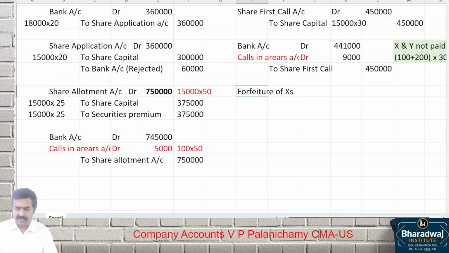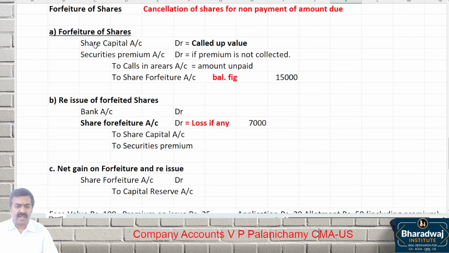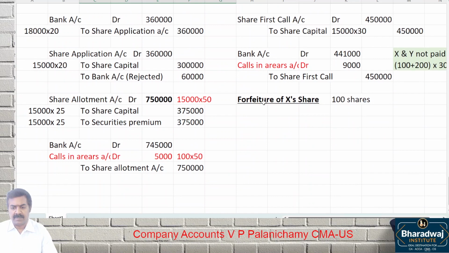Forfeiture of X's shares. Cancel the shares. How many shares do we have to cancel? 100 shares we have to cancel. Pay attention. Pay attention. What is the entry we pass? This is the entry we pass.